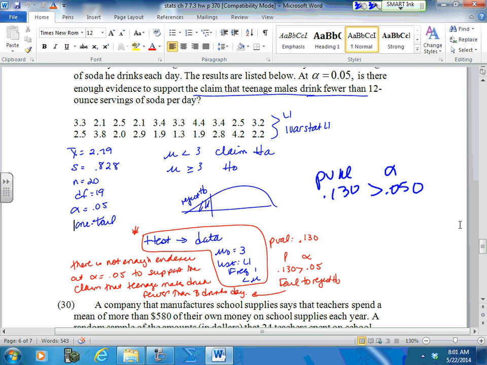If the claim was HA, and we failed to reject the null, that means we can't support your claim because we've got to go along with the null. So there's not enough evidence to support the claim that the teenagers drink fewer than 12 ounces of soda per day. Pretty sad, too. Another sad statistic. And since this is old, I'm sure this has increased anyway.